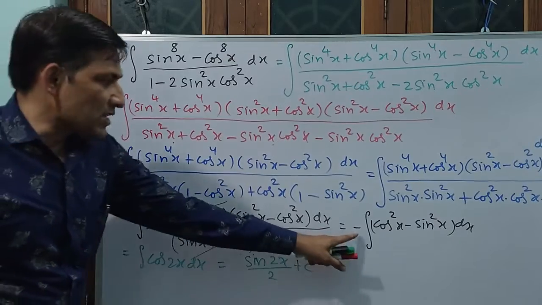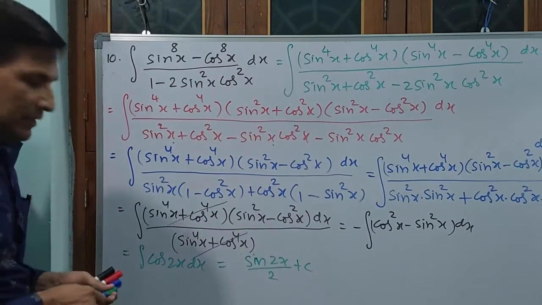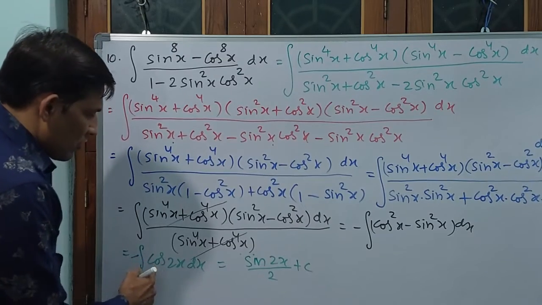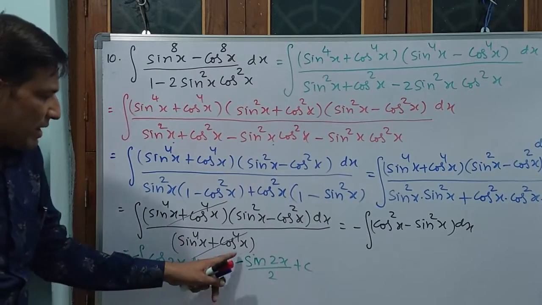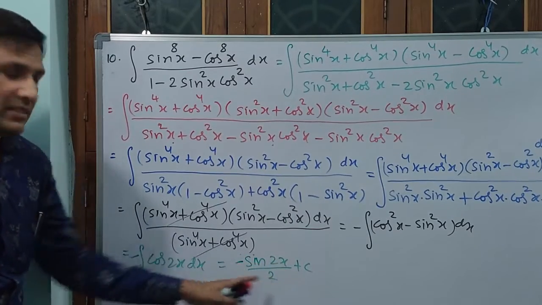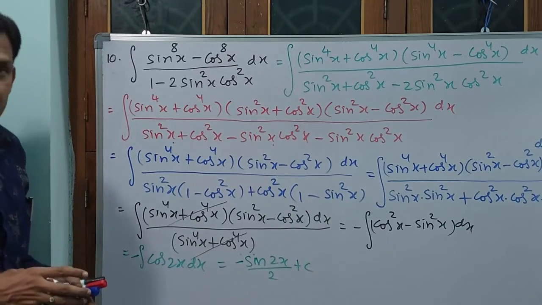See here, you have taken minus common, but that minus you have not written here. You write minus also. Minus of integral cos 2x dx, then minus of sin 2x by 2 will come, or else minus 1 by 2 into sin 2x plus c. Okay, this we have missed. Take this, then we go for the next question.